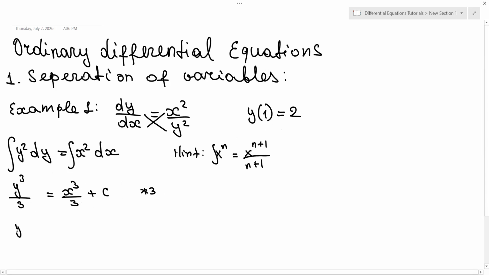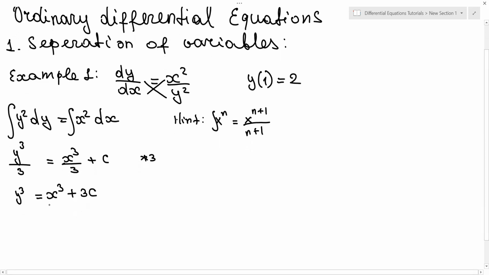So we'll have y cubed is equal to x cubed plus 3c. From this, we can take the cube root of both sides in order to find the value of y. So we have y is equal to the cube root of x cubed plus c.